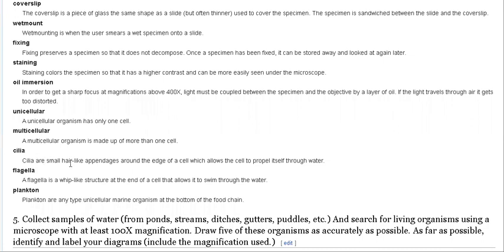Cilia are hair-like appendages around the edge of a cell which allow the cell to propel itself through water. Flagella is a whip-like structure at the end of a cell that allows it to swim through the water. So sperm have the flagella. You've probably heard about cilia before.